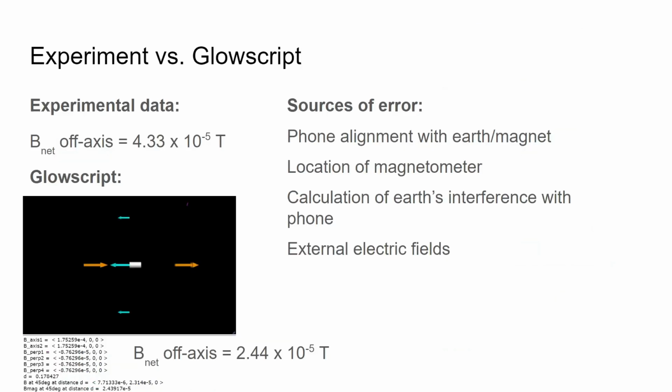The results from the GlowScript were all off from observed values, but not by much. This speaks to a well-conducted lab and accurate code. However, there may have still been several errors. An obvious source of error in this experiment is that the phone may not have been aligned correctly, or some magnetic field calculation from the Earth may have been wrong.